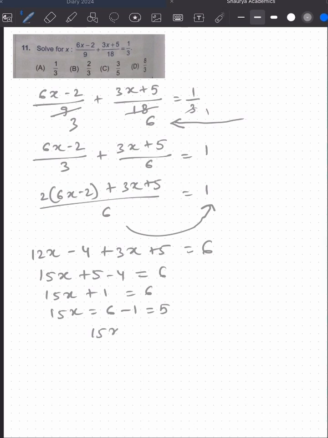So 15x is equal to 5. x is equal to 5 by 15, equal to 1 by 3. So A is your answer. Let's move on to the next one.